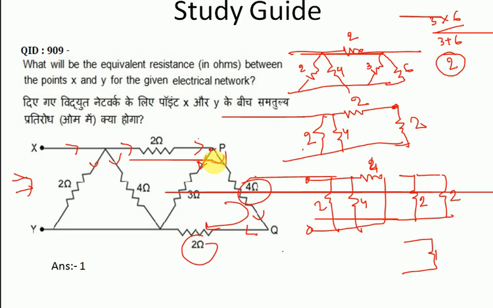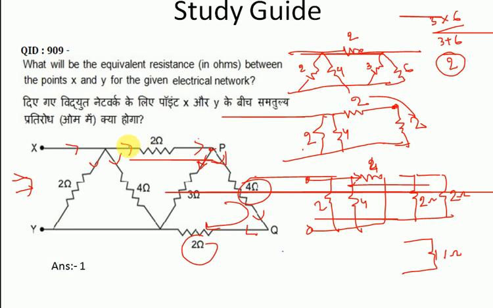Now this 2 and 2 are in series combination because there is no current division. 2 plus 2 will be 4. Now this 4 and 4 have current division, so I can apply the parallel formula. 4 parallel 4 is 2 ohm, and this is already 2 ohm. So 2 ohm parallel 2 ohm will be 1 ohm. Now this is the answer between the points X and Y.